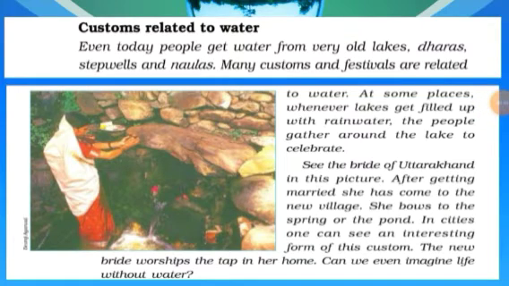Next, we see about customs or traditions related to water. Even today, people get water from very old lakes, daras, step wells, and navlas. Daras and navlas are traditional water harvesting systems, that is, naturally occurring water aquifers. It is a stone lined tank which catches dripping water from springs and streams. Many customs and festivals are related to water. At some places, whenever lakes get filled up with rainwater, the people gather around the lake to celebrate.